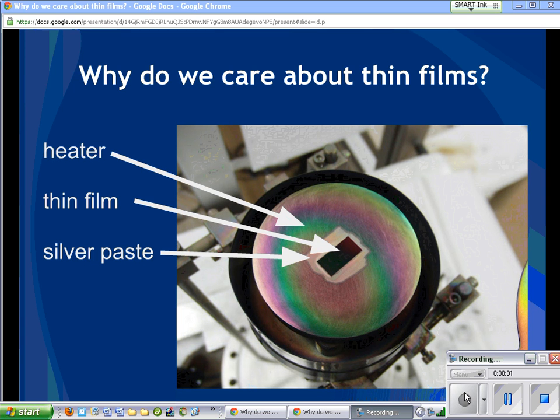Why do we care about thin films? Well, first let me explain what you're looking at in this picture. When we create a thin film, we have to heat it to a high pressure in a vacuum chamber.